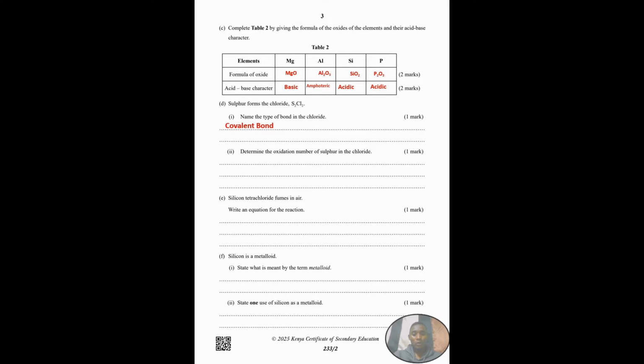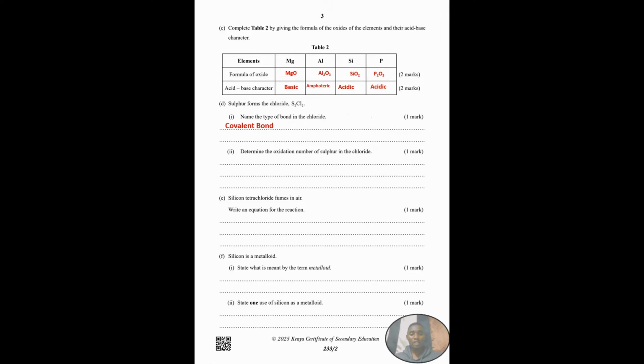So the two bonds covalently, so we have two chlorine atoms and two sulfur atoms. Therefore, the type of bond is a covalent bond.